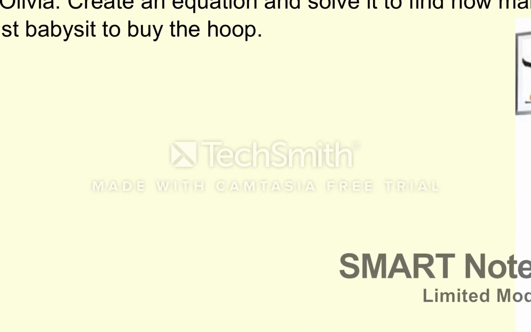Lily is saving up money to buy a new basketball hoop. Good for you, Lily. She already has $20 and she needs $300. She earns $7 per hour babysitting her cousin Olivia. Create an equation and solve it to find how many hours she must babysit to buy the hoop.